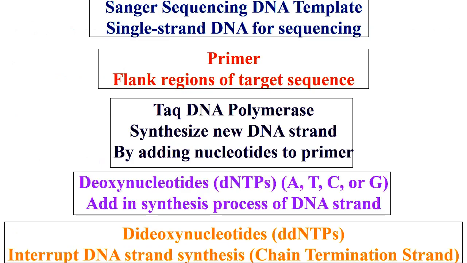Finally, the Sanger sequencing method uses single-strand DNA for sequencing, a primer to flank regions of the target sequence, and Taq DNA polymerase to synthesize a new DNA strand by adding nucleotides to the primer, and deoxynucleotides added in the synthesis process of the DNA strand, and ddOxy nucleotides used to interrupt DNA strand synthesis, as chain terminators.